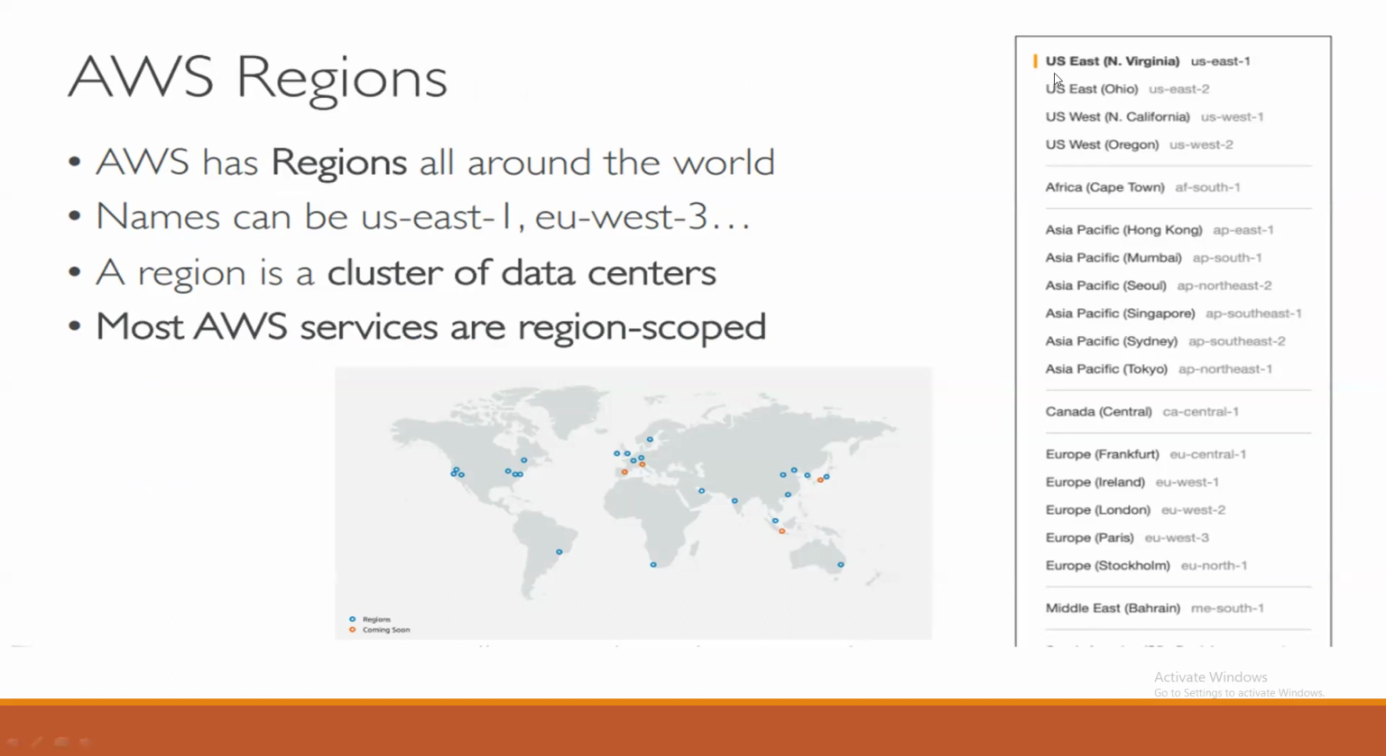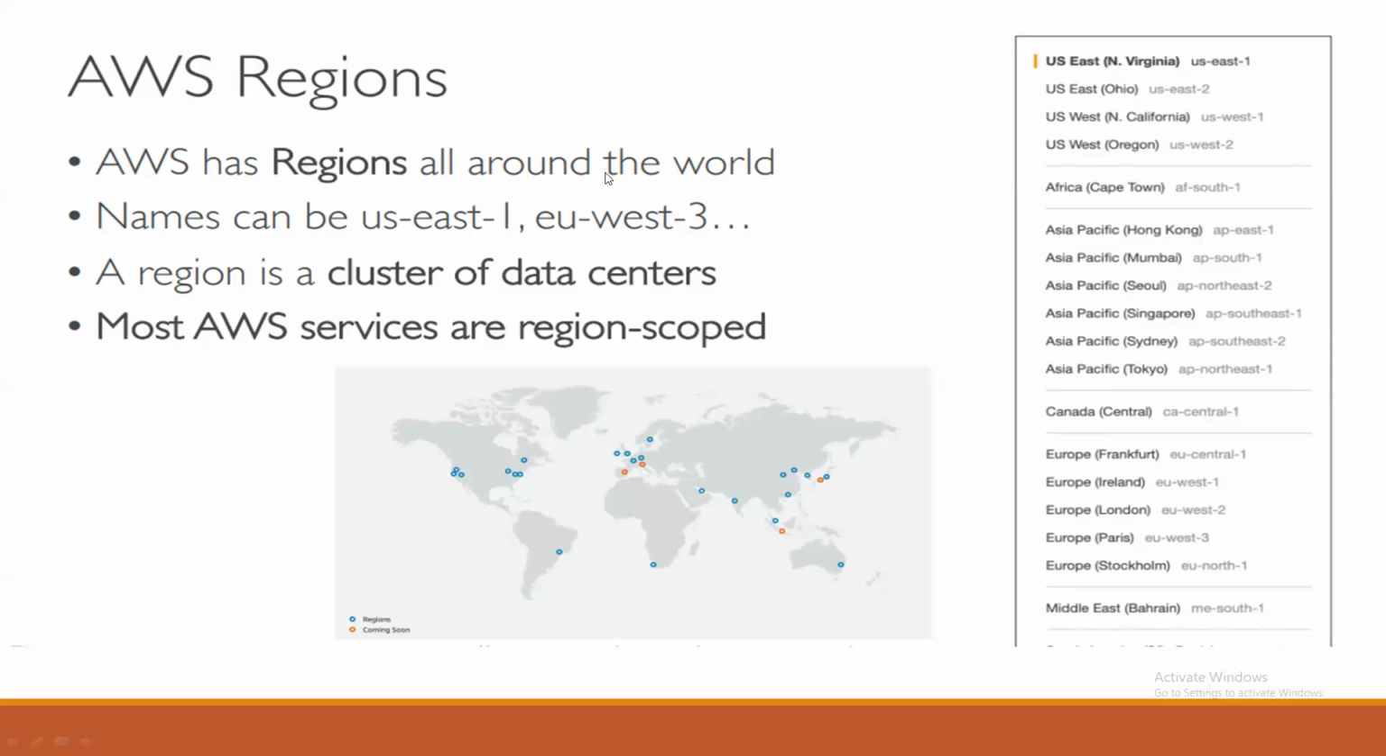For example, US East 1, it's North Virginia. US East 2, Ohio region. US West 1, North California. US West 2, Oregon. Africa, Cape Town, AF South 1. Asia Pacific: Hong Kong, Mumbai, Seoul, Singapore, Sydney, Tokyo. Canada Central. Frankfurt, these all are the EMEA. Ireland, London, Paris, Scotland, Bahrain. So these all are the regions.